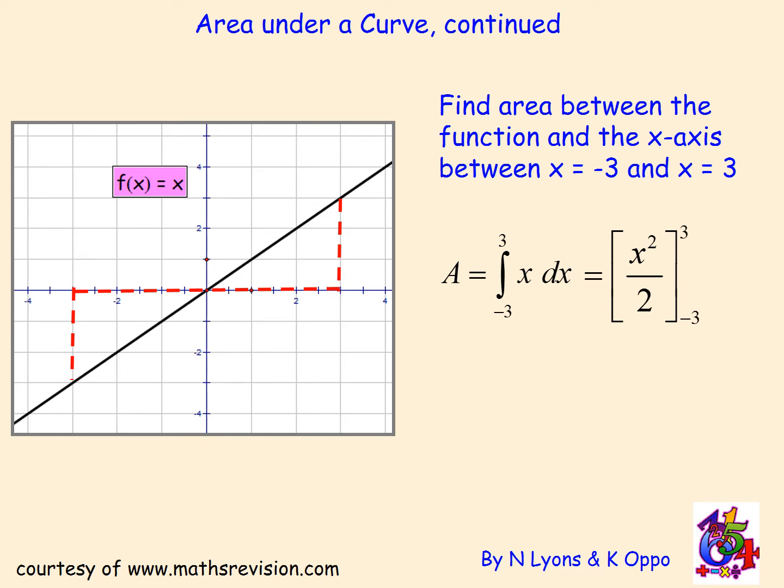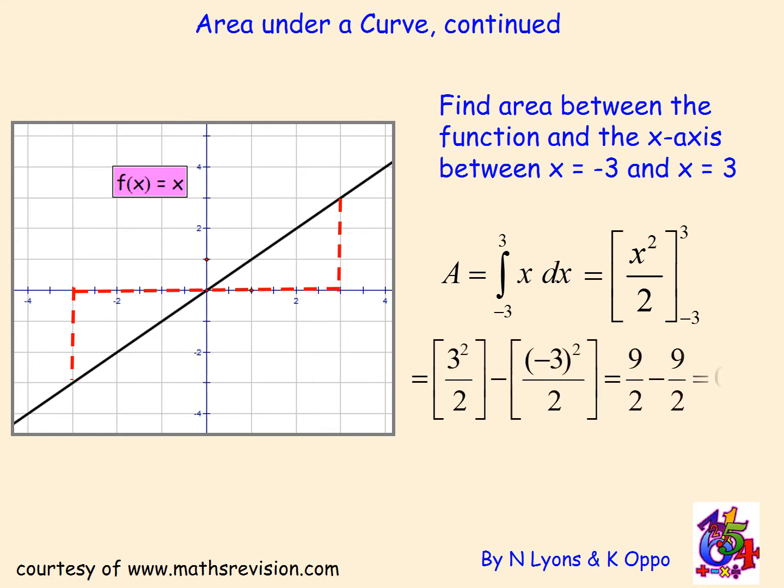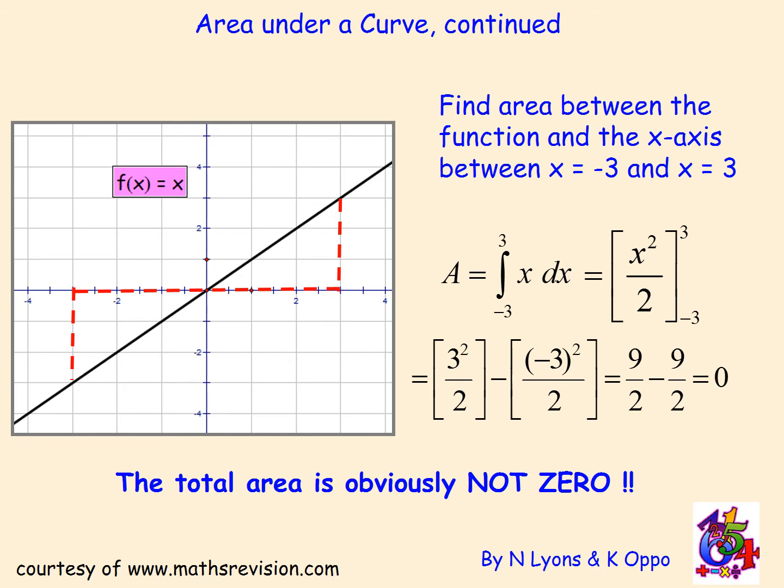So integrating, we get half x squared from -3 to 3. Now when I sub in my limits and evaluate, I end up with 9 over 2 minus 9 over 2 equals 0. So calculus is now telling me that the area between the curve equals 0. Now, we can look at the picture and see straight off that the total area is obviously not 0. I can see two triangles, so what's gone wrong with the calculus?